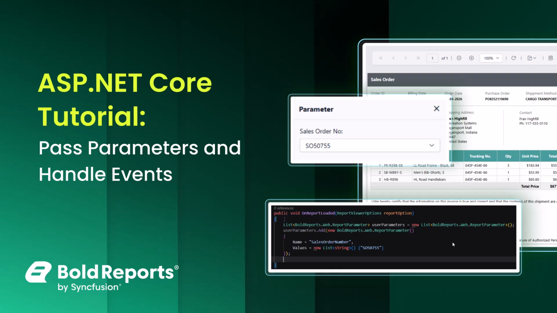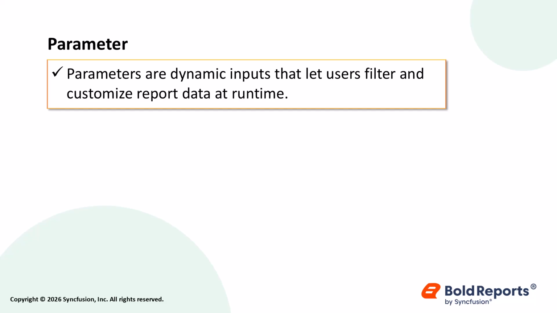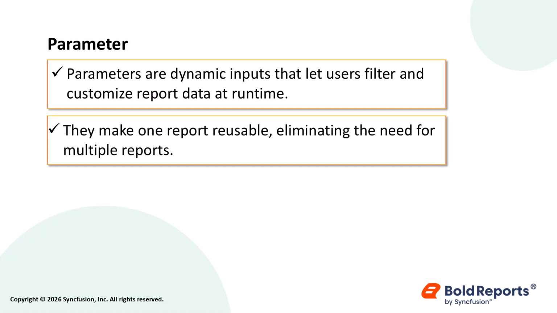In this video, you will learn how to pass parameter values to a report and handle key report viewer events in an ASP.NET Core web application. Parameters are dynamic input values that allow users to filter, customize, and personalize report data at runtime in Bold Reports. Instead of designing multiple reports for different conditions, parameters make a single report flexible and reusable.